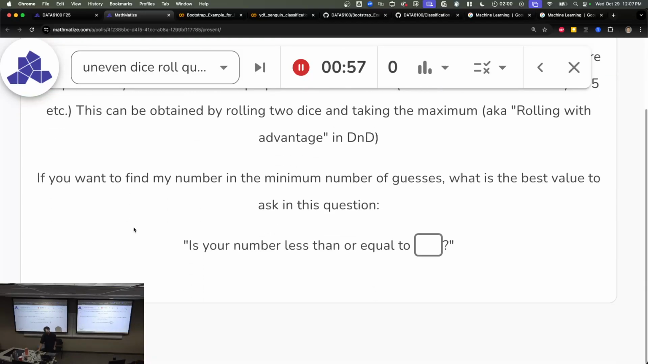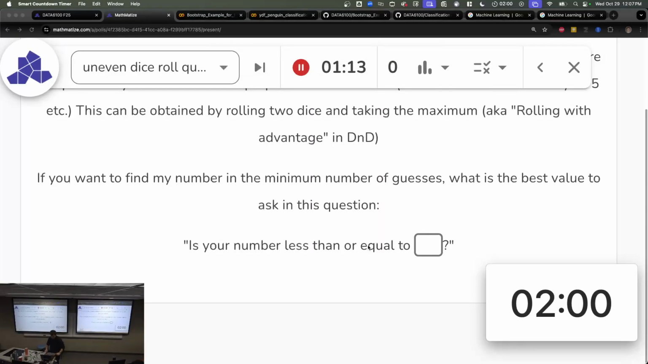Now the question is, if you want to find my number in the minimum number of guesses, what is the best way to ask? Is your number less than or equal to blank? This one is harder. It's the same question as before, but now it's harder. You're going to need to work out with pen and paper what you think it is.